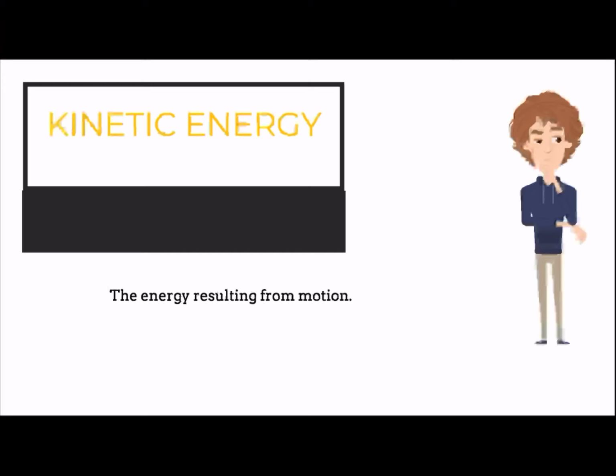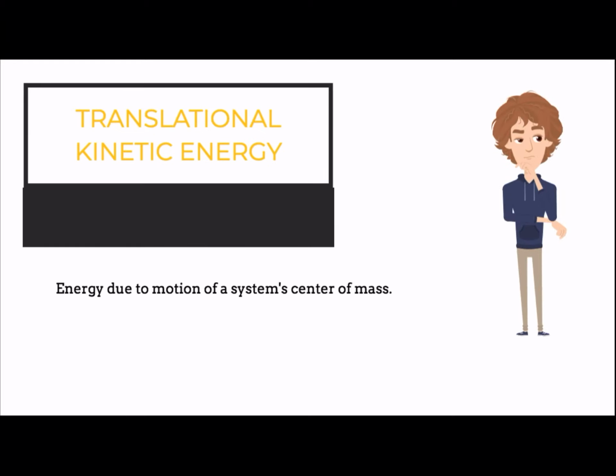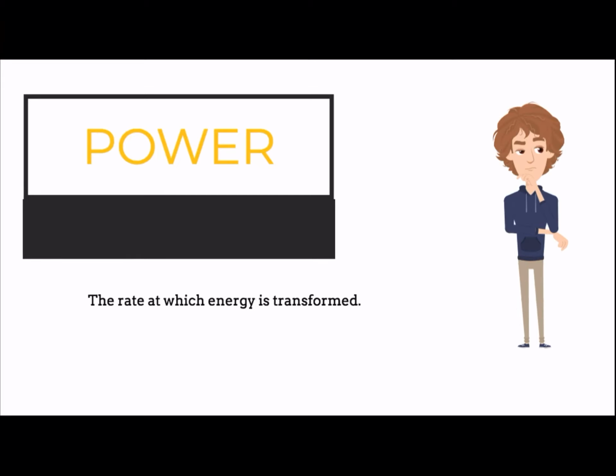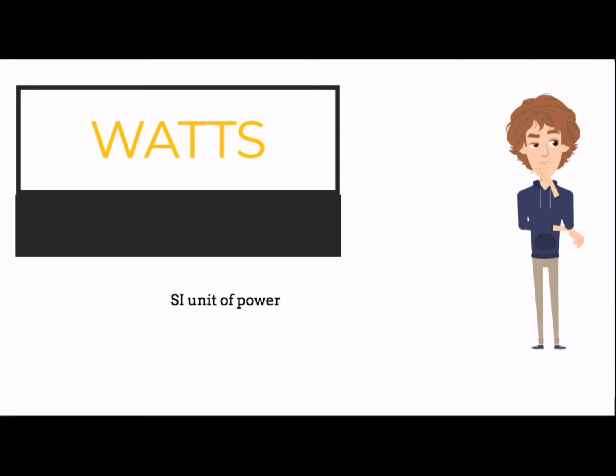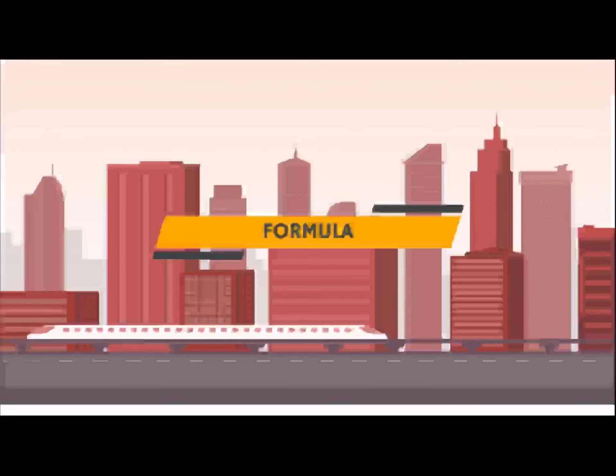Next is kinetic energy, which is the energy resulting from motion. And translational kinetic energy, which is an energy due to motion of a system's center of mass. And next is power, which is the rate at which energy is transformed. And watts is the SI unit of power.